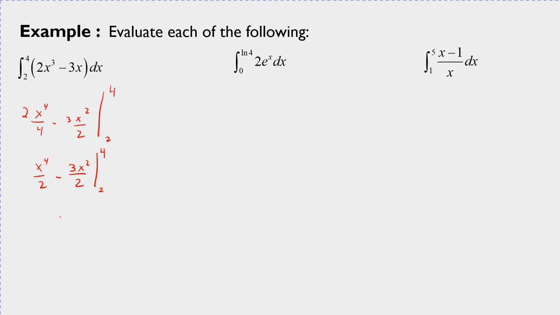Like so. And then you're just literally going to plug it in. This becomes 4 to the 4th power over 2 minus 3 times 4 squared over 2, minus, and then I'm going to plug the 2 in, 2 to the 4th over 2 minus 3 times 2 squared over 2. And I'll let you simplify from here. I won't waste time with the algebra or the arithmetic.